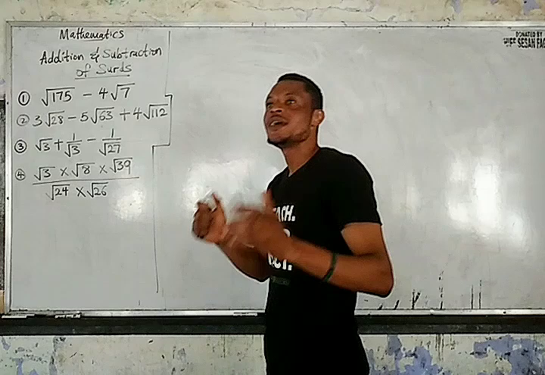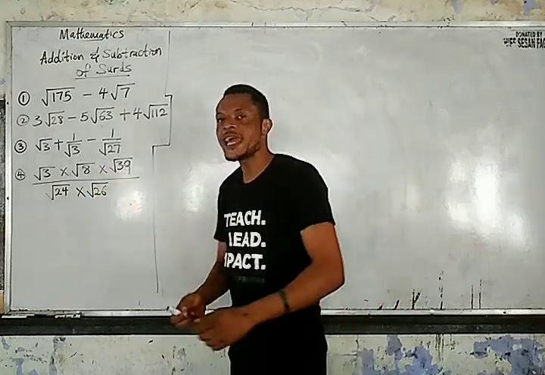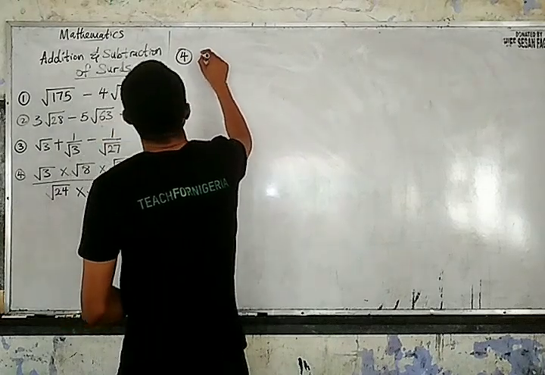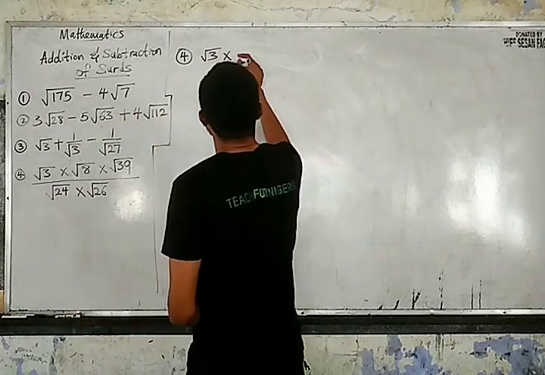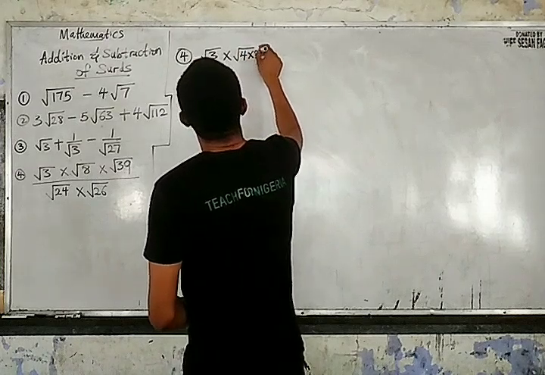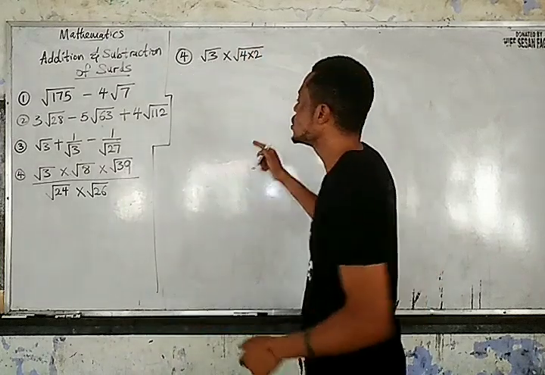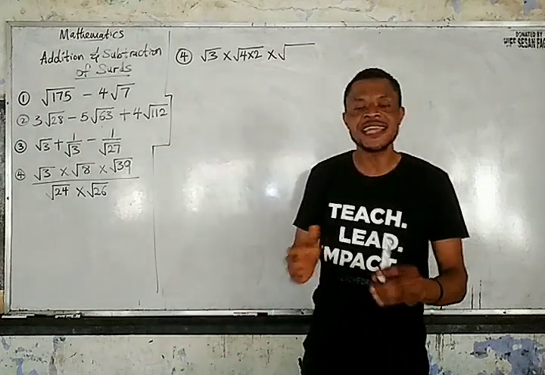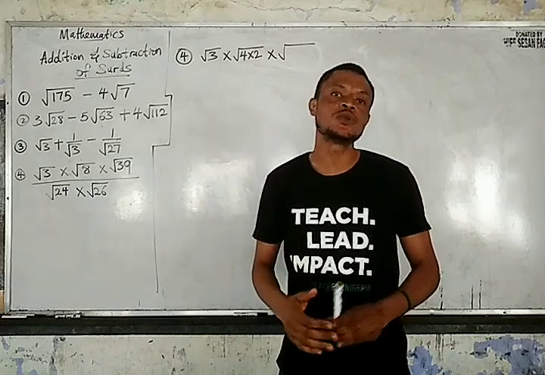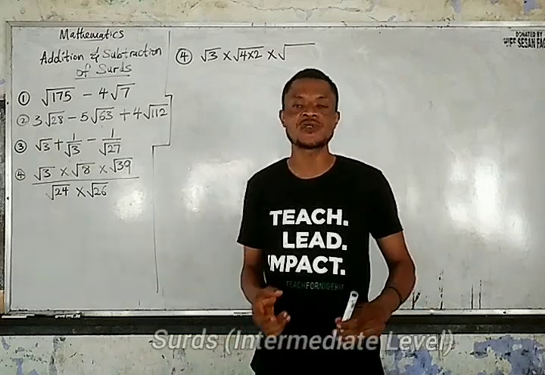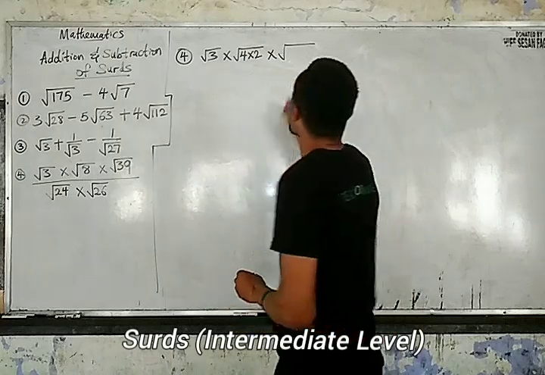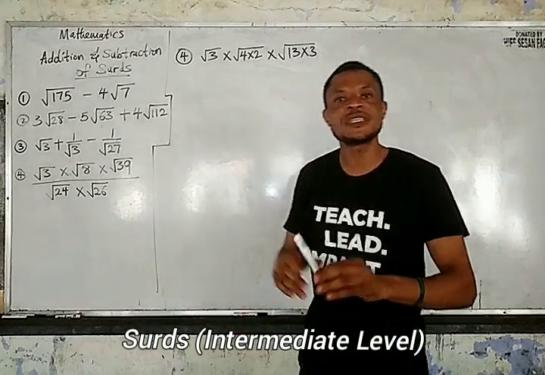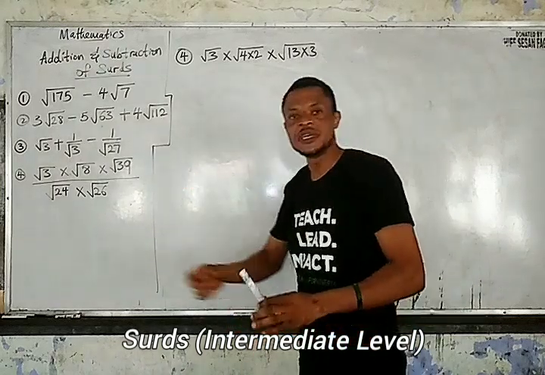Here we have root 3, which we cannot break down. We have root 8 here, which we can break down to 4 multiplied by 2. So let's see what we got here. Root 3 multiplied by 4 multiplied by 2. Then we have root 39. By looking vividly, root 39 cannot be broken down in such a way that one will be a perfect square. All we could do here is just to assume it to be 13 multiplied by 3, because 13 multiplied by 3 will surely end up to be 39.